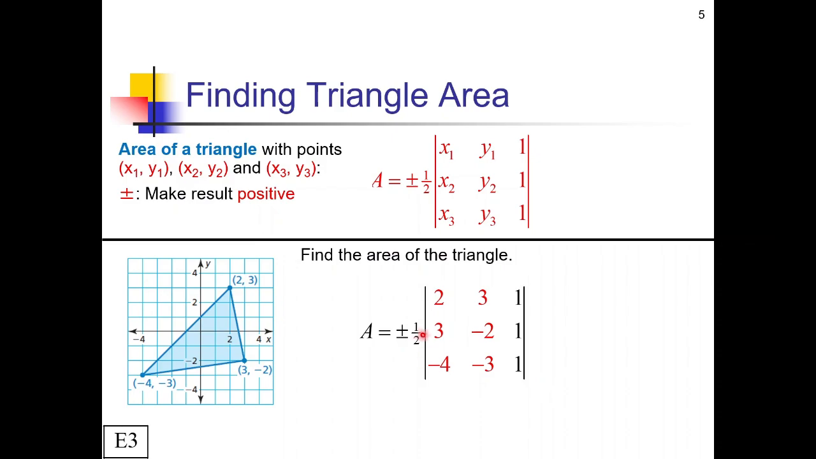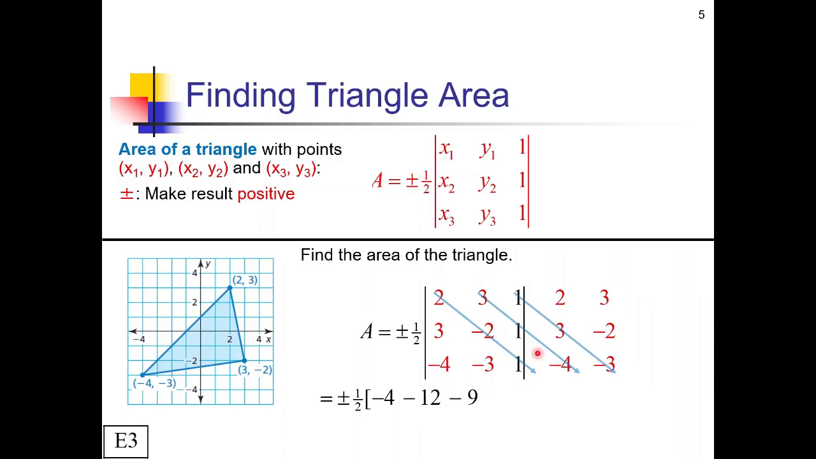Again, we're going to be doing our top-down diagonals first, and before we can really start that process, let's cut and paste these first 2 columns and put them over here so that we can get 3 diagonals in each direction. So first diagonal, we've got 2 times negative 2 times 1. That's going to come out to negative 4. And I'll leave this plus or minus 1/2 hanging out here so I don't forget to do it later. The next one, we've got 3 times 1 times negative 4. That's minus 12. And the next one, we've got 1 times 3 times negative 3. That's minus 9. So that takes care of our first direction.